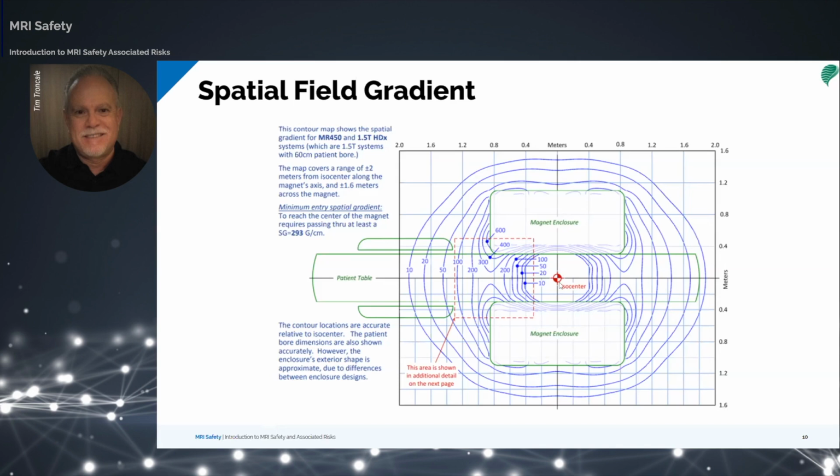And you can see at isocenter, the spatial field gradient and therefore the translational forces have gone to zero. So in this particular system, the highest spatial field gradient is right here at the edge of the bore at 600 Gauss per centimeter on this 1.5 Tesla system.